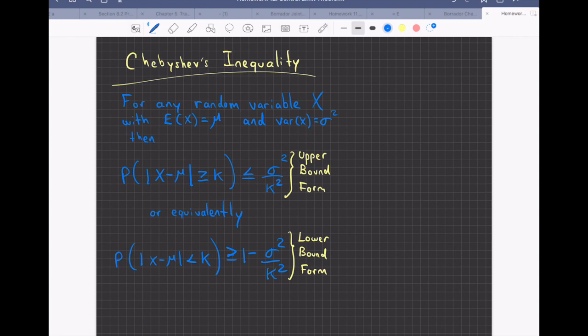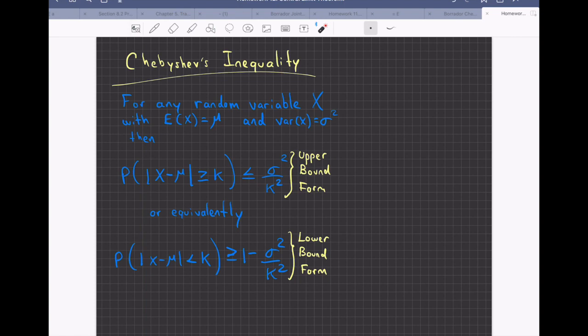So this Chebyshev's inequality gives you either an upper bound or a lower bound for the corresponding probability. The distance between x and mu is greater or equal than k, where k is positive. And the distance between x and mu, if it's less than k, is at least 1 minus sigma squared divided by k squared. Lower bound and upper bound: probability of x minus mu greater or equal than k is no more than sigma squared divided by k squared. Upper bound, lower bound.